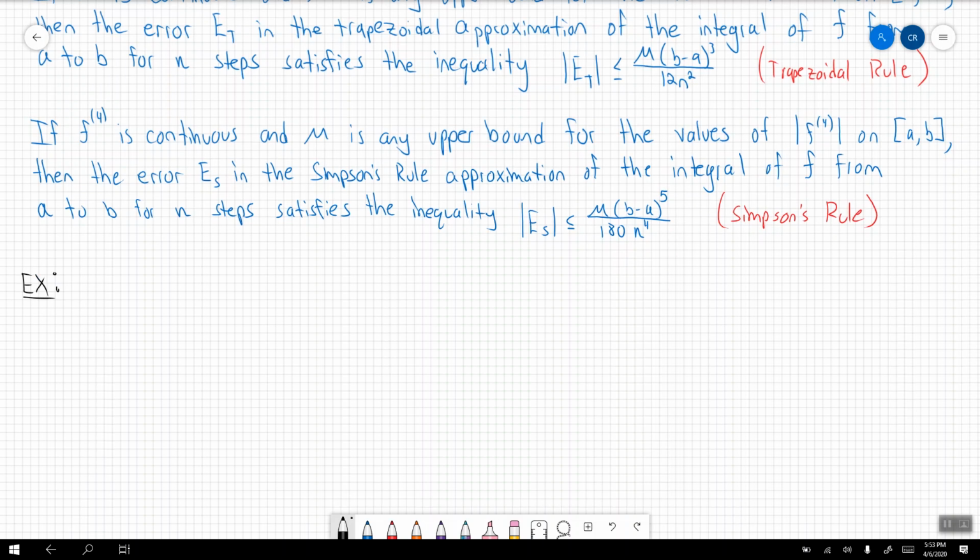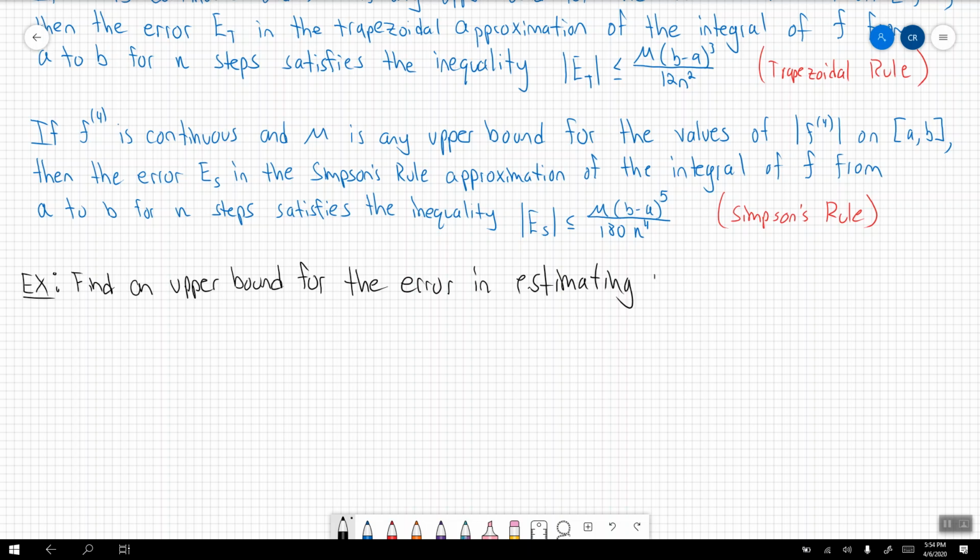Alright, so in this example, we want to find an upper bound for the error in estimating the integral from 0 to 2 of 5x to the 4th dx using Simpson's rule.